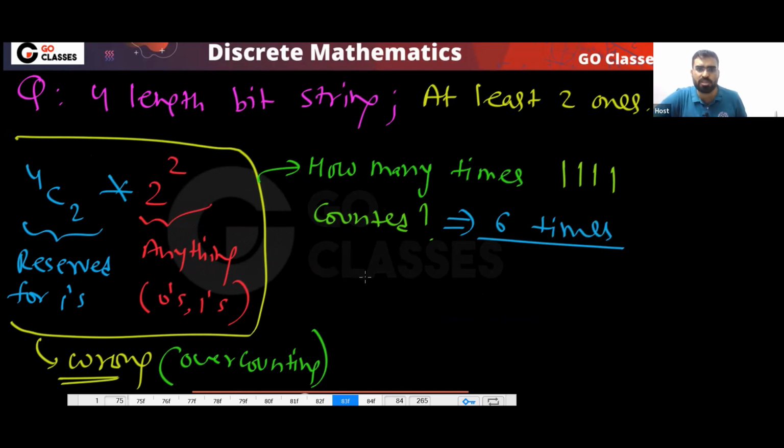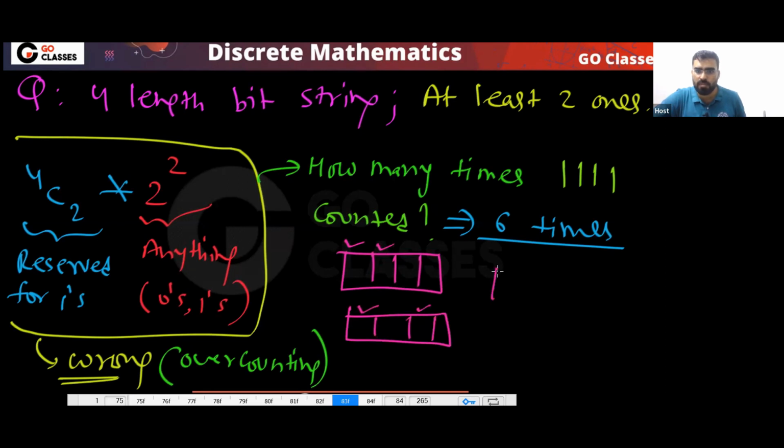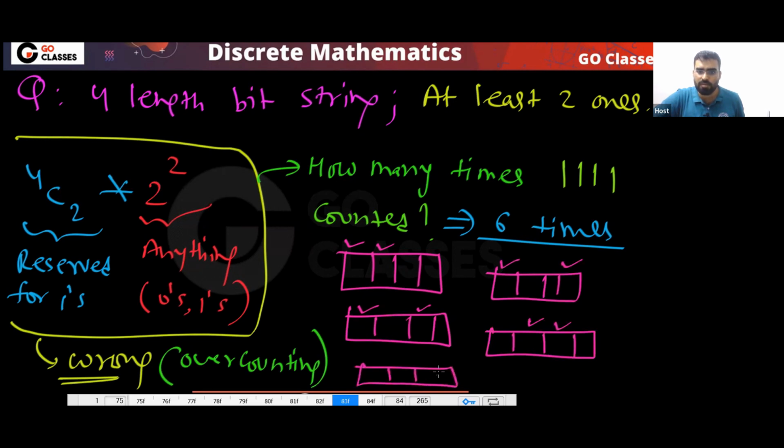Because from 4 positions you can select 2 positions. From 4 positions you can reserve these 2 positions, and you can reserve these 2 positions, and these 2 positions. So 6 times you have counted this string, 5 times extra.